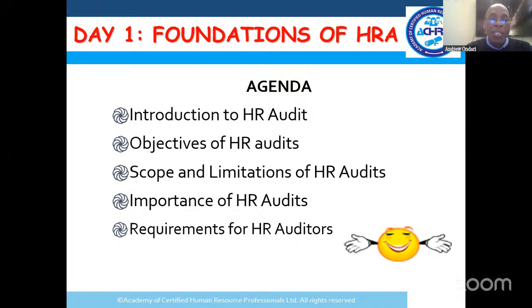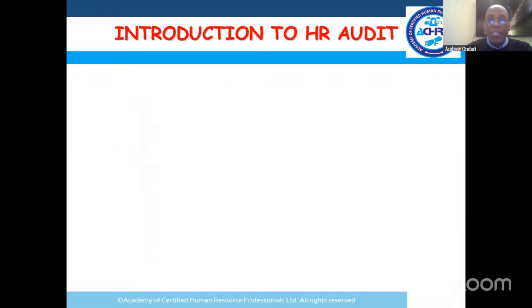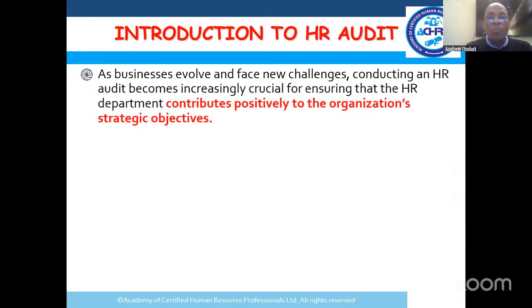Towards the end, we shall look at the importance of HR audit. And then lastly, we should look at the requirements for HR auditors. That for us as HR managers, there are certain requirements that we must have, and this makes us qualified as HR auditors. So having said that, I want us to move to the next slide, which is our introduction and our first concept. I have highlighted, I'm not going to read the whole slide, several areas which we are going to focus on.